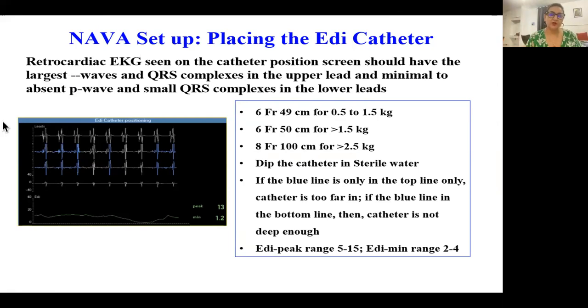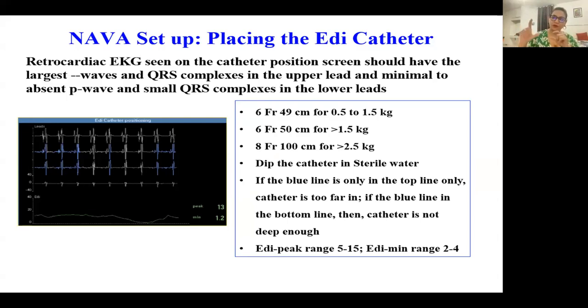Once we have done that, we will start looking at this ECG. As I said, the topmost is the tallest and the lowermost is the smallest, and the blue is in the center. If the blue line is only on the top line, that means you have put the catheter too far in, so you will pull it out. If the blue line is on the bottom line, that means the catheter is not deep enough, so you will push it further. This is how you will titrate.